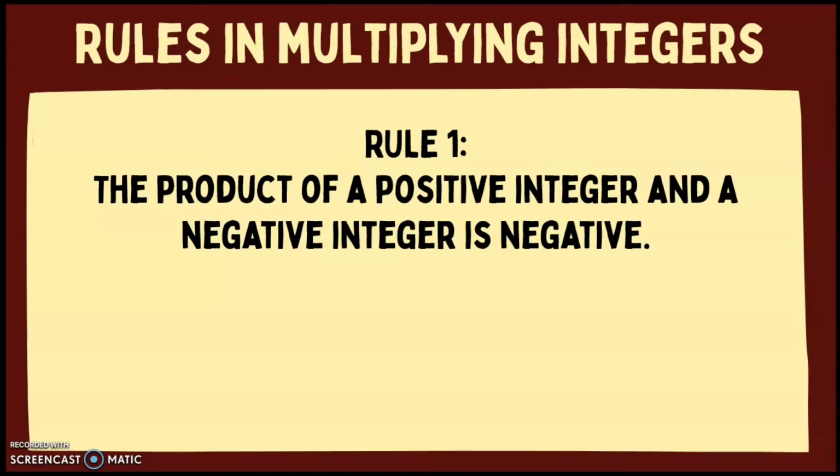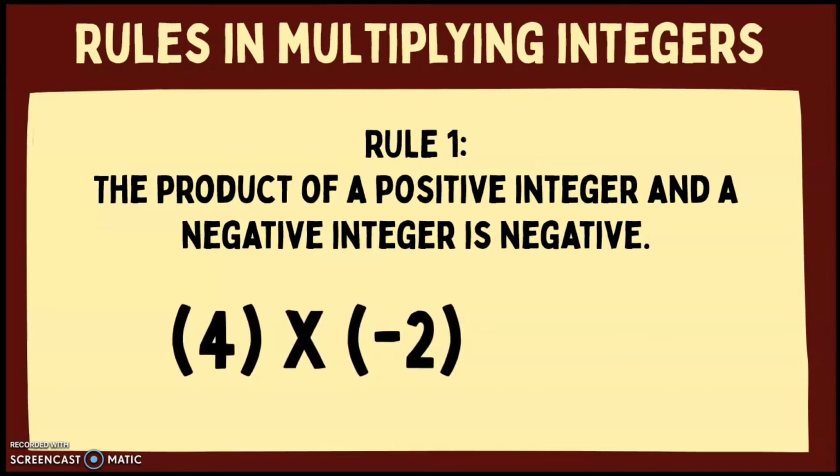So here's rule number 1. The product of a positive integer and a negative integer is negative. It only means that when you multiply a positive number with a negative number, it will result to a negative number. Let's try this example. 4 times negative 2. So as you can see, it consists of a positive and negative numbers. So we can expect that the answer is a negative number.